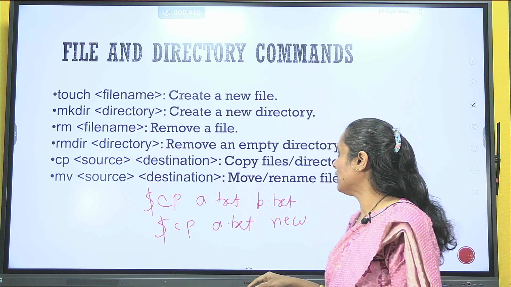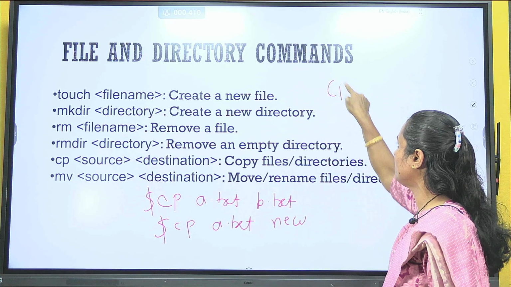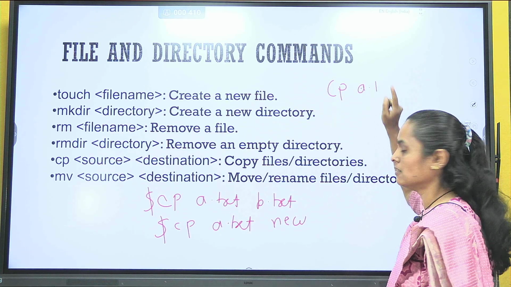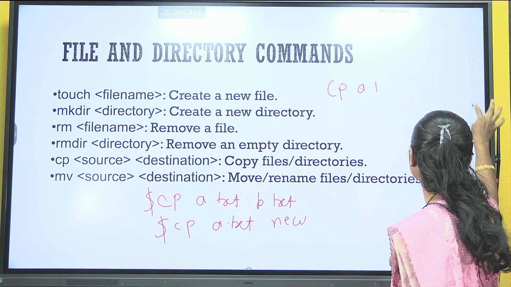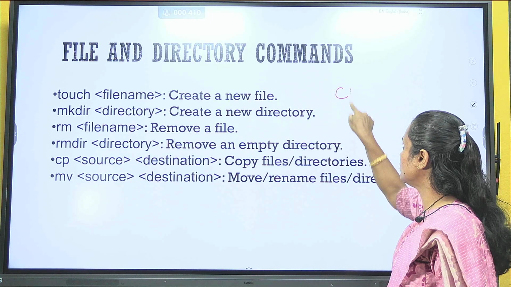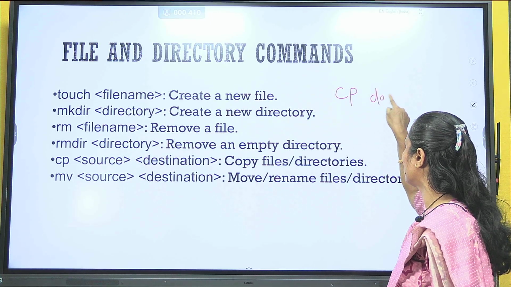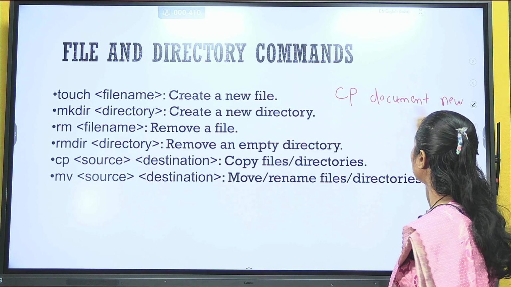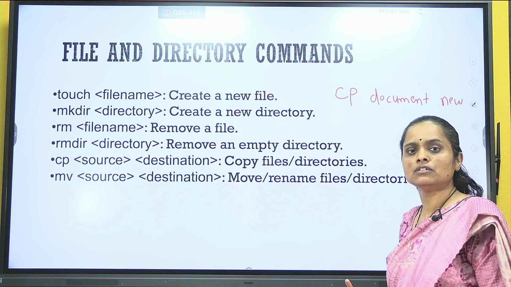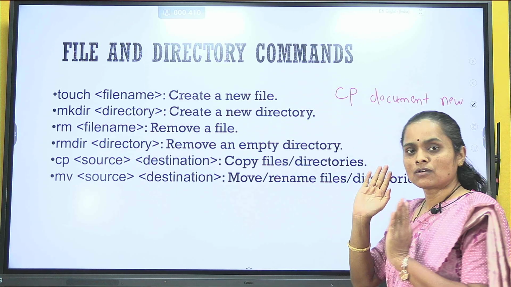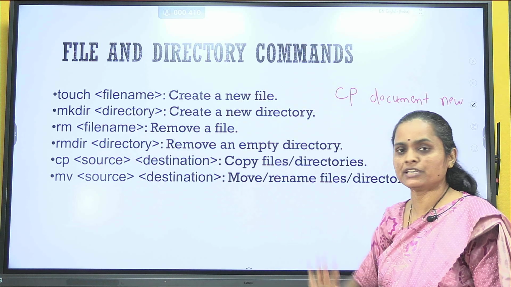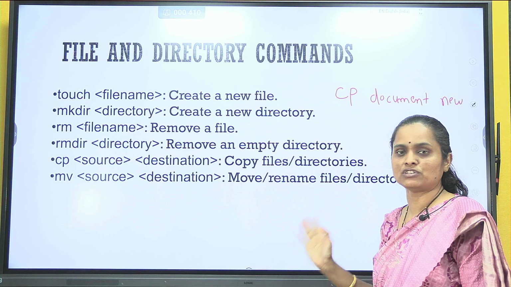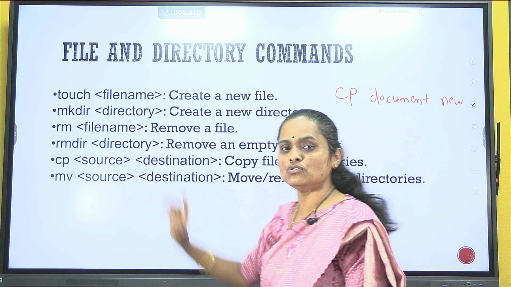You can also copy a directory into a directory. I will use cp, and the document directory I want to copy into the new directory. Then I will use the document directory and the new directory. These are two directories. The document directory is copied to the new directory. So you can copy a source to a destination using cp. You can copy files, directories, files to files, files to directories, directories to directories. Okay, so this is the use of the cp command.